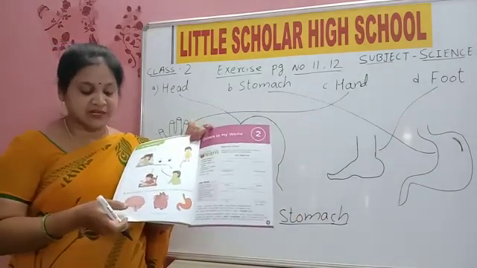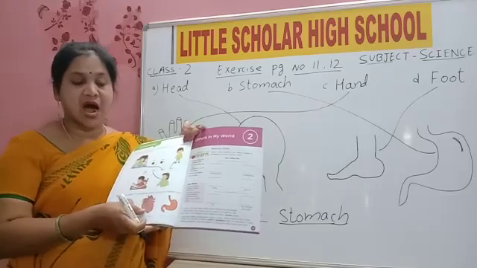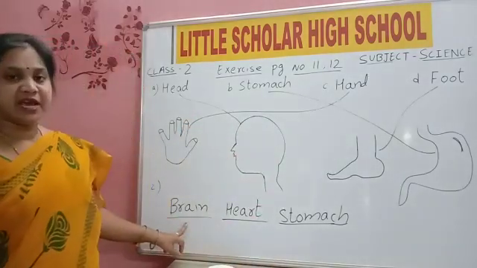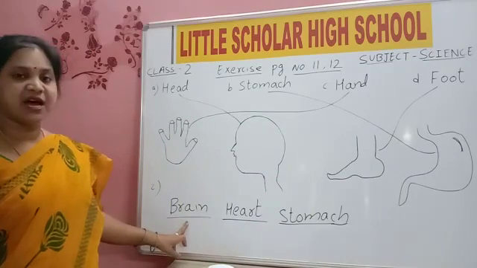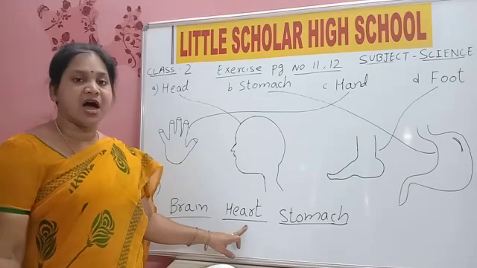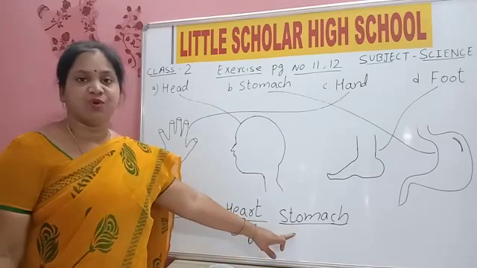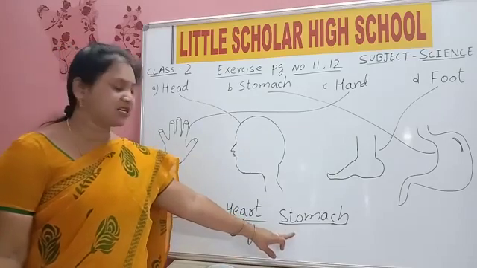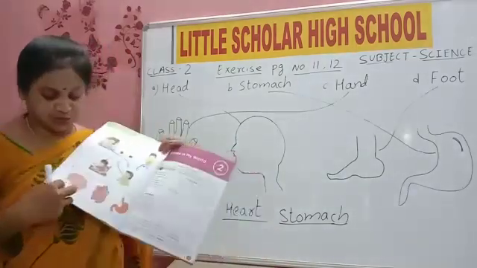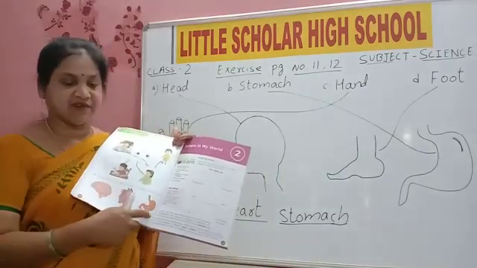What is the first one? Brain. Second one, heart. Third one, stomach. Come on, write it. B-R-A-I-N. Brain in the first line. Second, H-E-A-R-T. Heart. Third one, S-T-O-M-A-C-H. Stomach. Is it clear, children? So, write these three below the space, on the black lines given here.